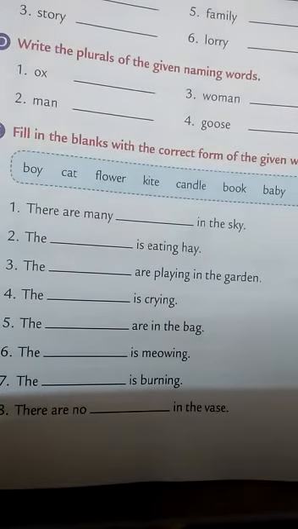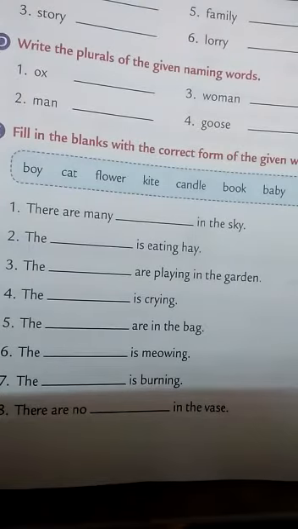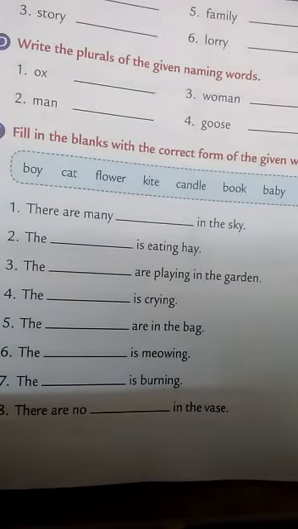Second, the blank is eating hay. Who is eating hay? Horse. So the horse is eating hay. Third, the blank are playing in the garden. Who are playing in the garden? Children. Sorry, children is not given in the box. So the right answer is boys. The boys are playing in the garden.